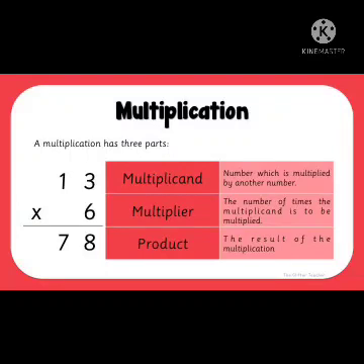Multiplication. Parts of multiplication are multiplicand, multiplier, product. The number which is multiplied by another number is called multiplicand. The number of times the multiplicand is to be multiplied is called multiplier. The result of the multiplication is called product.